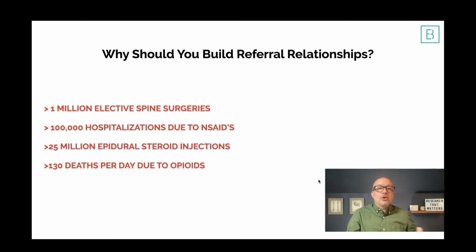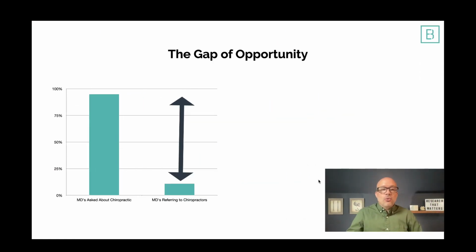it's not going to happen. There are people in your community right now getting poor advice and not being referred into your practice when they should be, and that needs to change. So what does this show right here? Well, we know through the research that over 95% of medical doctors are asked about chiropractic.